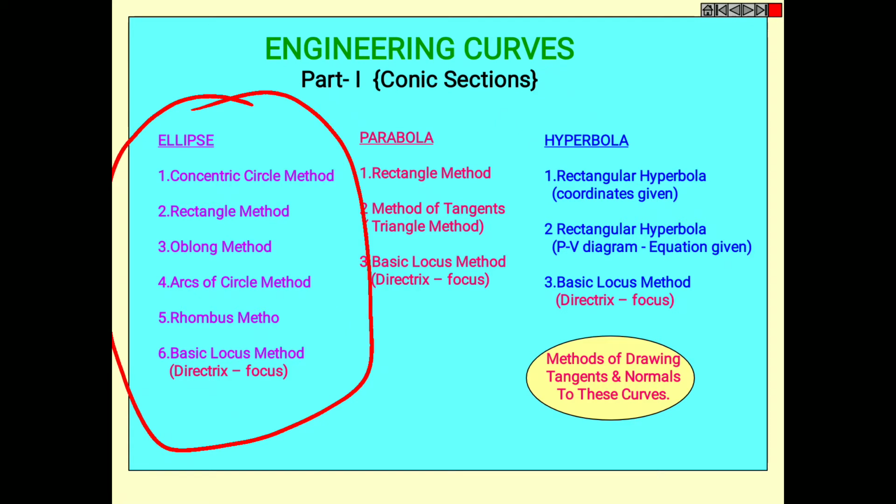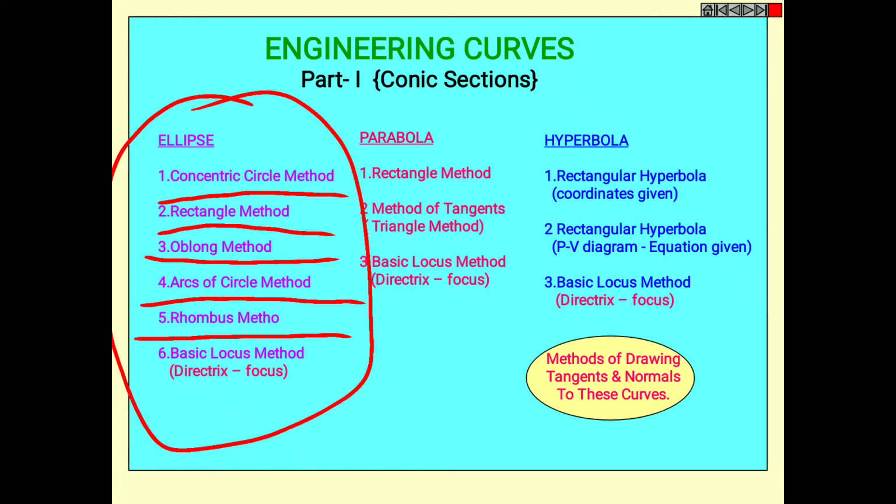So what are the methods in ellipse? The first one is concentric circles method. The second one is rectangle method. The third one is oblong method. Fourth one is arcs of circle method. Fifth one is rhombus method. And the sixth one is basic locus method, which is also well known as directrix focus.